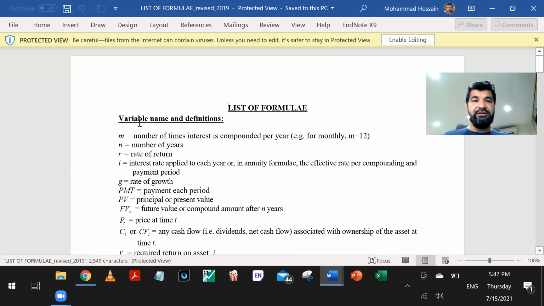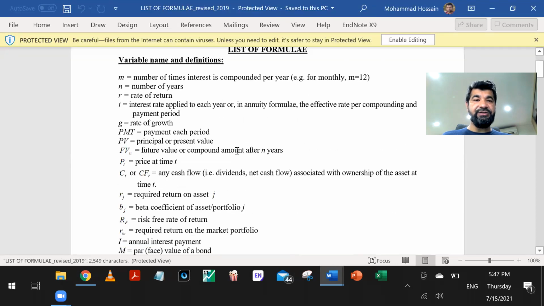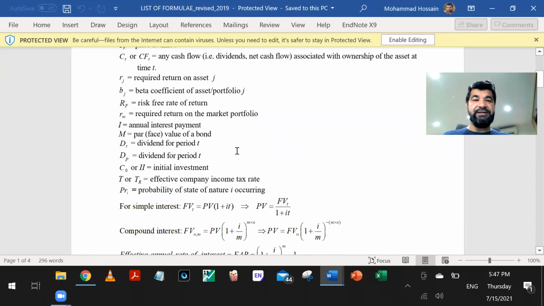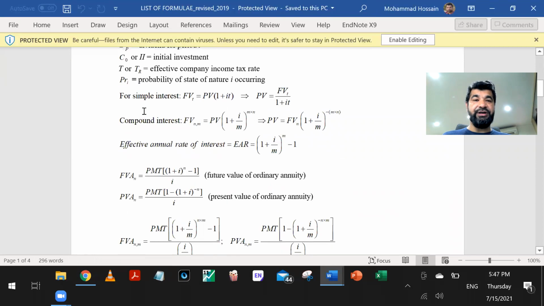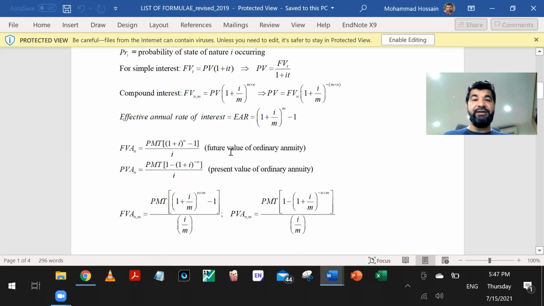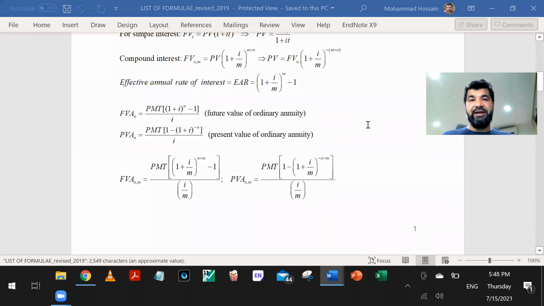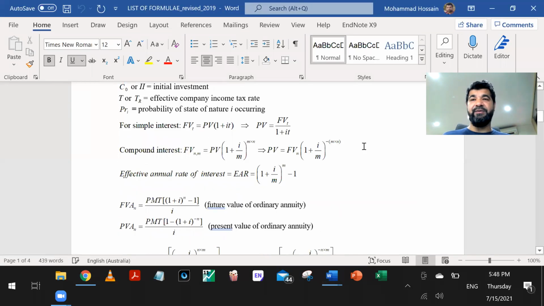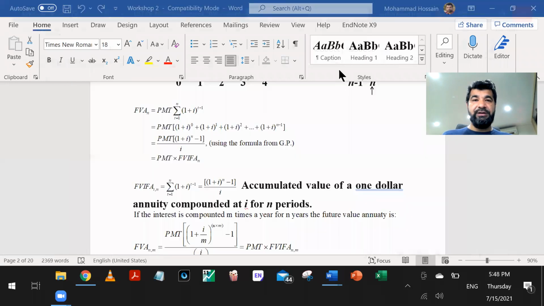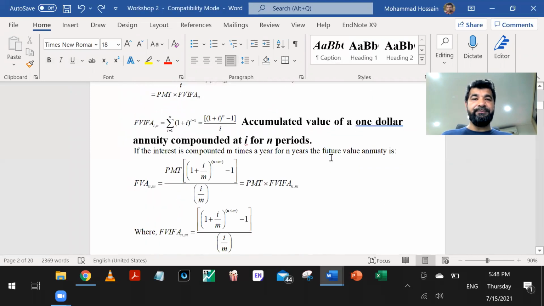See, variable names and definitions. So what does this mean? It's mentioned as simple interest, compound interest, annual rate. See, future value of ordinary annuity. The formulas are given there. Present value of ordinary annuities. Formulas are given in there. All right, so not necessarily will you have to actually remember any of these formulas, but you can understand these formulas. That's the whole point. All right, now let's move on.